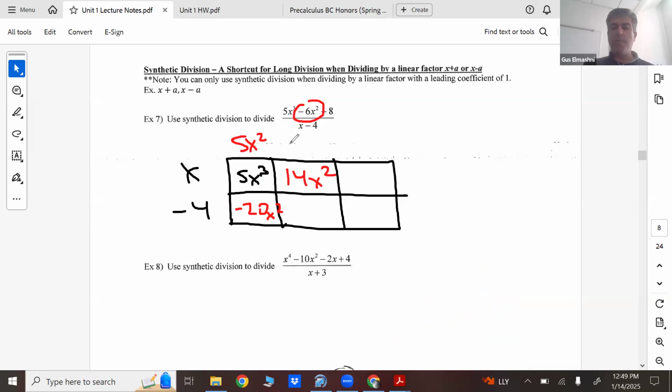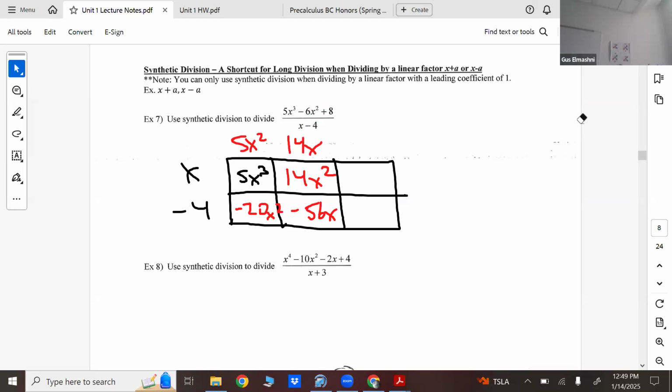So if that's the case, what am I going to put right above 14x squared? 14x. Good. So therefore, this is negative 56x. Does that make sense? I got that? Okay. Now that negative 56x, so negative 4 times 14x is that.